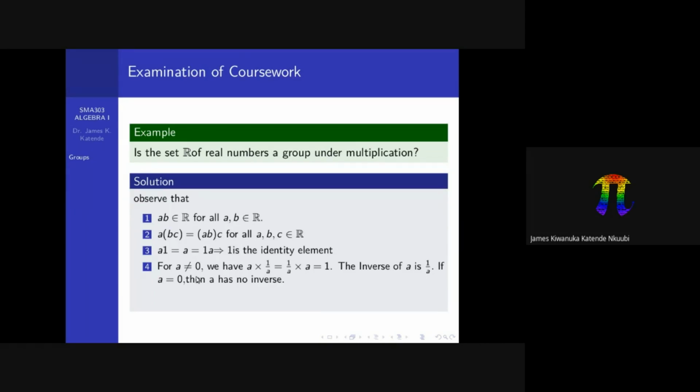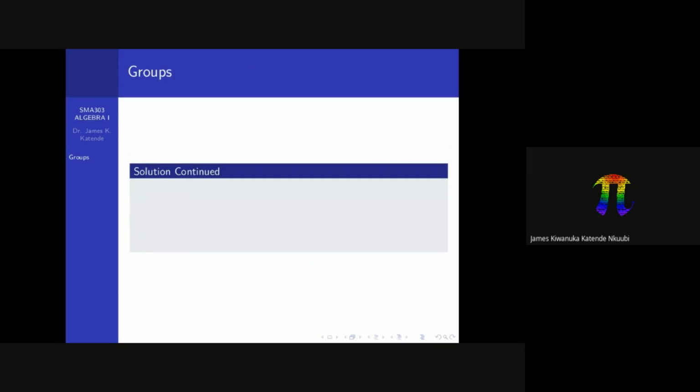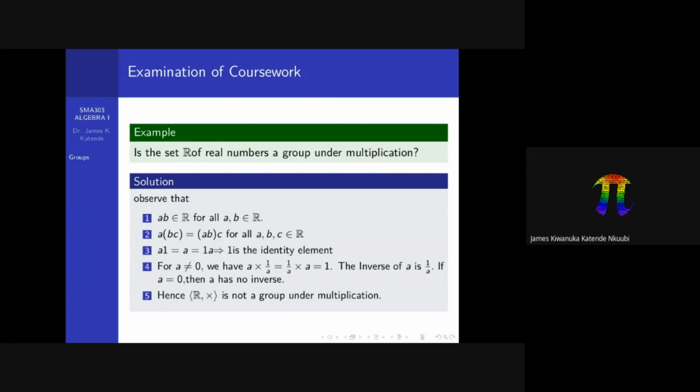But here we have a problem because there's one element, 0, which does not have an inverse, because I cannot find another real number to multiply by 0 to get my identity element, which is 1. And therefore, it fails to be a group. But all is not lost, because we can still do some work. So the conclusion is that it's not a group under multiplication.